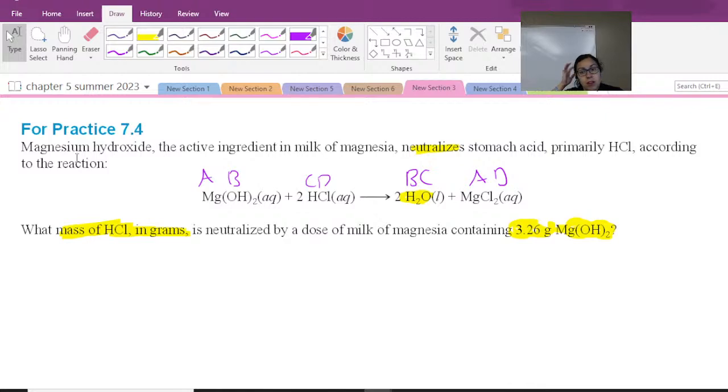What does aq stand for again? So that means aqueous, so like aqueous solution. And so if it's on the product side, it's just telling you it's still going to be in solution.